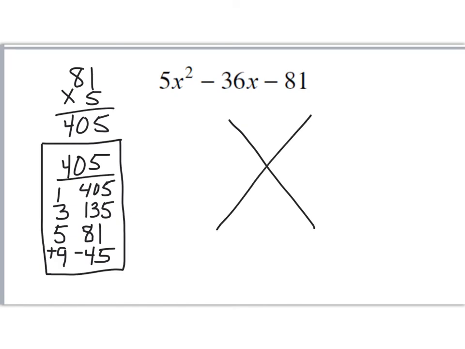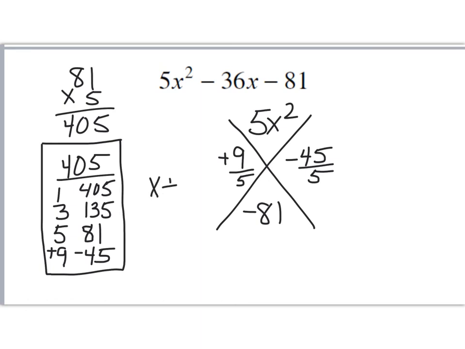Here's my x. I'm going to put my top number here, my top term, and my last one here. I'm going to have a plus 9, and I'm going to have a minus 45. Remember, I'm not done. This is definitely not x plus 9 times x minus 45. It will not work. I've got to divide by that a value, so I'm going to divide by 5. All right, on this side, I have x plus 9/5.